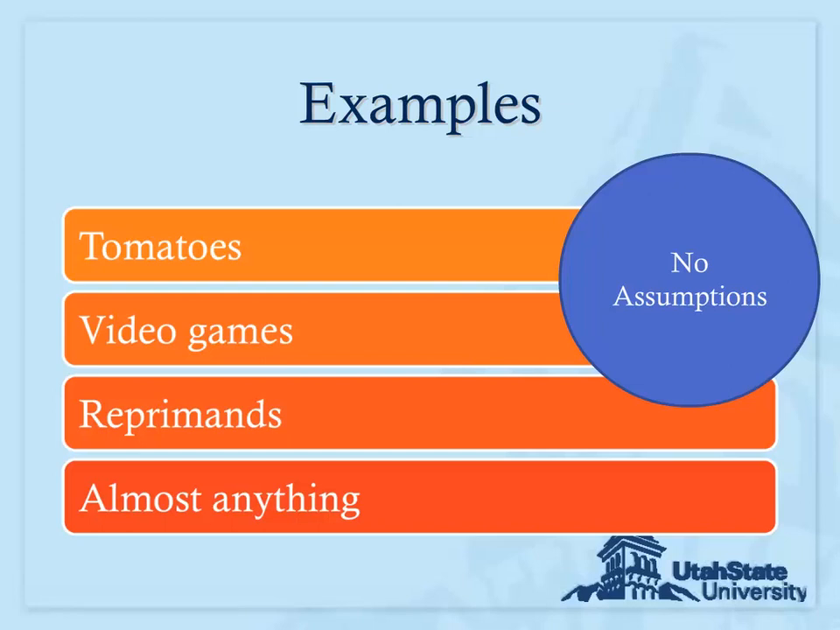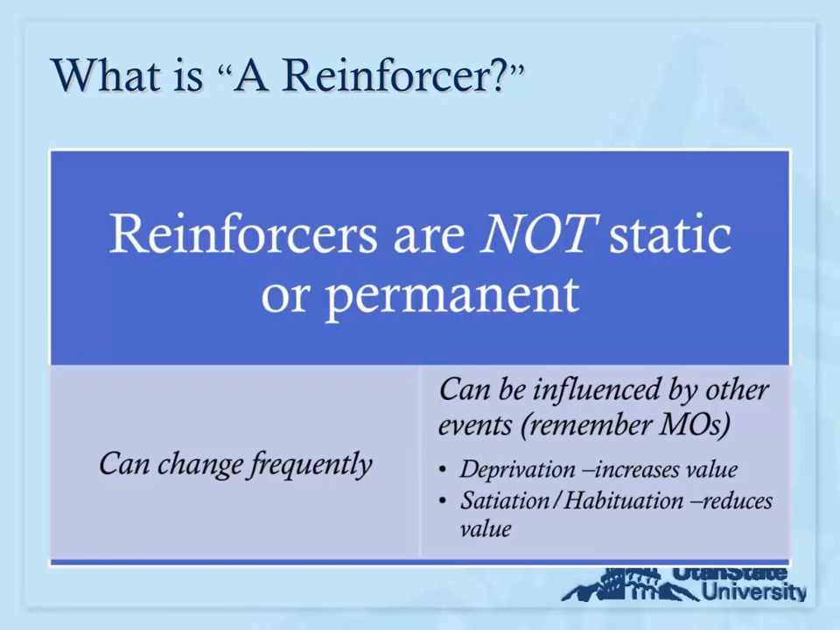The point is that we don't want to make assumptions on what we think is reinforcing, because reinforcer preferences are specific to individuals. Additionally, reinforcer preferences may change over time. At the very least, people's preferences will change. What is a reinforcer yesterday may not be a reinforcer today. This shouldn't really come as a surprise, as we already talked about how deprivation or satiation can change the value of a reinforcer. We must always be aware of this reality and adjust our interventions to meet these changing reinforcer preferences.